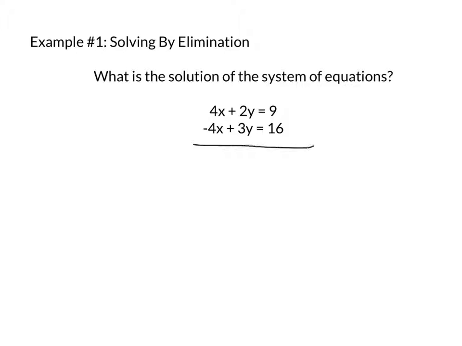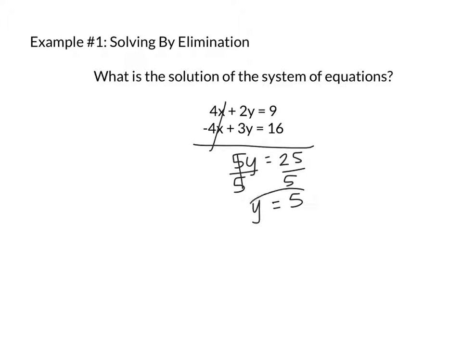So we will cancel them. So negative 4x and positive 4x cancel, and you're left with 2y and 3y. So we're going to combine what's left over. So 2y plus 3y is 5y, and 9 plus 16 is 25. If we divide by 5 on both sides, we will get the y part of our solution as 5.